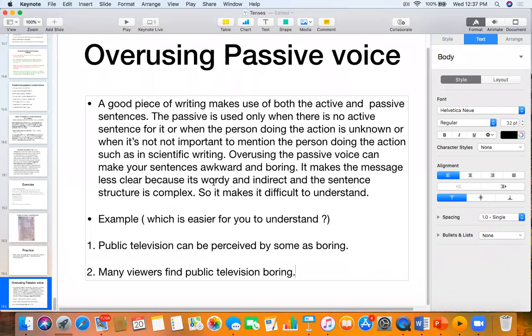Okay, thank you. So I hope you learned something. Did you learn anything? I hope I was able to add something more to your understanding of active and passive voice.